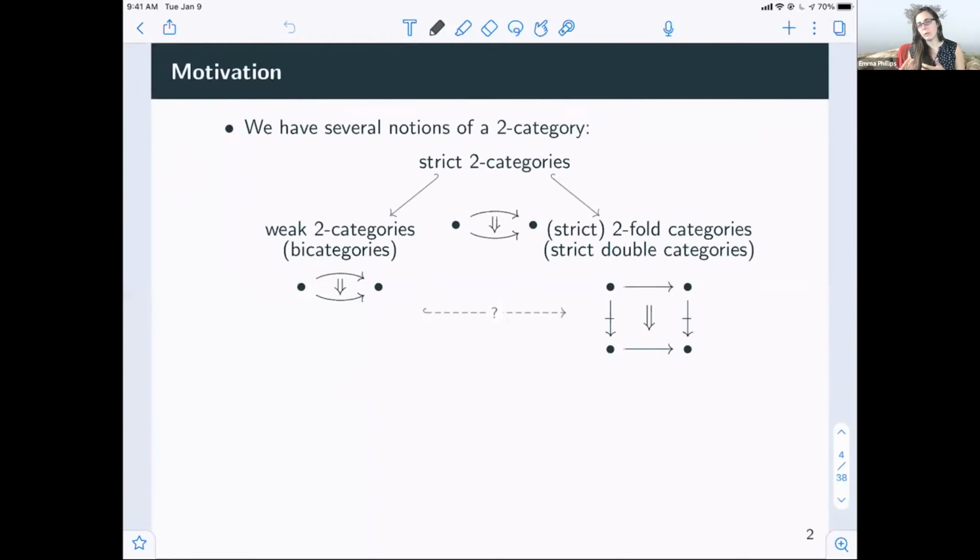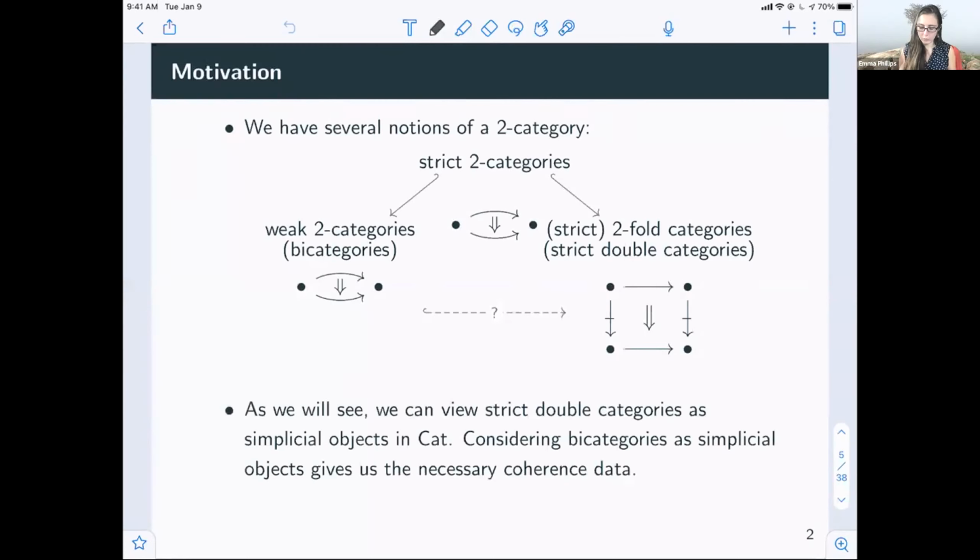But the idea of weakly globular double categories is to see bicategories as living inside double categories as well. So we'll see that we can view double categories as simplicial objects in Cat. And so considering bicategories as living inside double categories means we can view bicategories that way as well. So all that simplicial data gives us the necessary coherence data of bicategories.